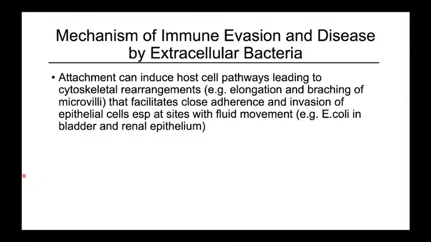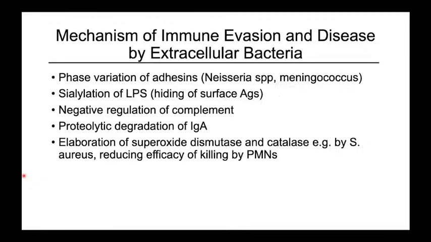For example, when you have E. coli invading epithelial cells within the urinary tract, then as the urine is being flushed out, they're tightly adherent, so they don't get flushed out. So other immune evasion mechanisms, there are very many. These are just a few examples. You know, changing or phase variation of the adhesins, or changes in the lipopolysaccharides, so that the actual surface antigens are hidden from the immune system.